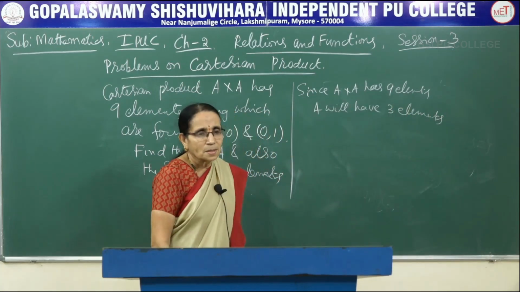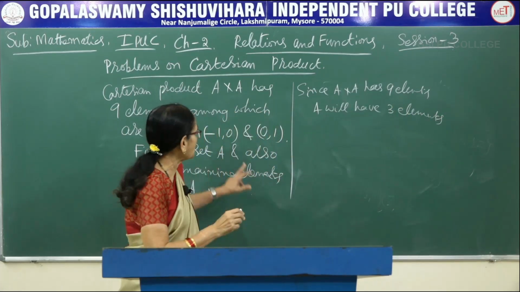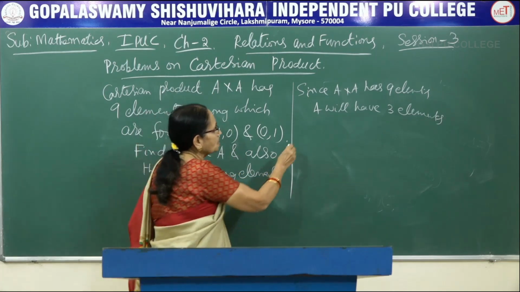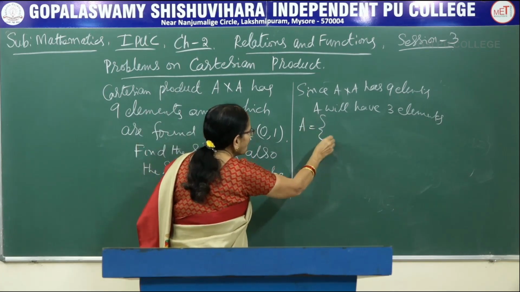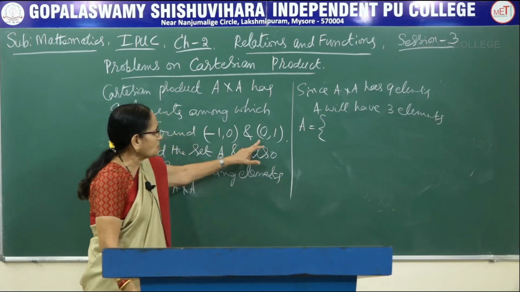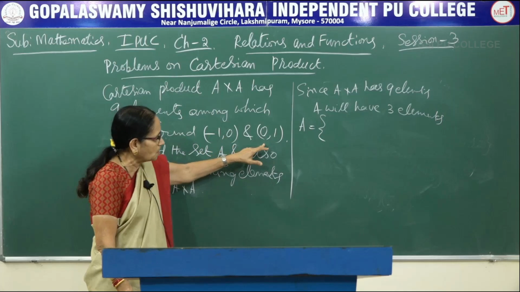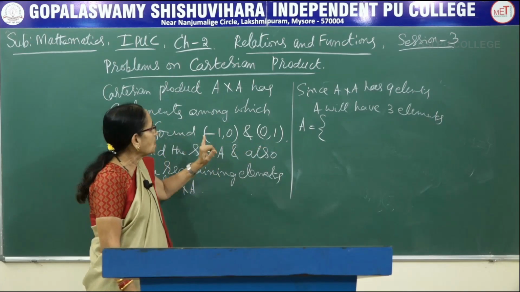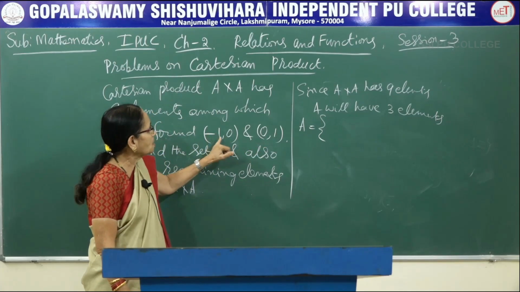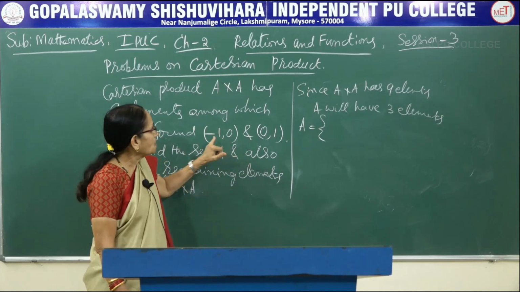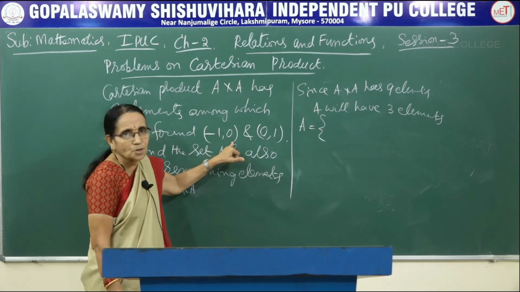First step. Next, what are those elements? That's the first part. Find the set A. Now, looking at the 2 elements of A cross A which have been given to us, you could write it. One element is -1, 0. That means that A is having -1 and also 0.